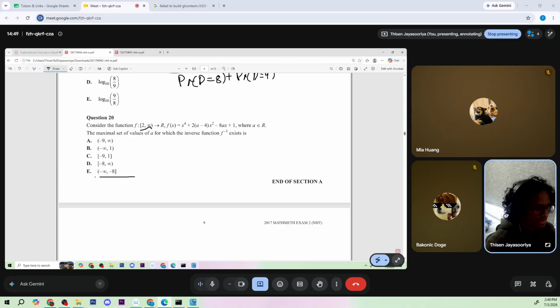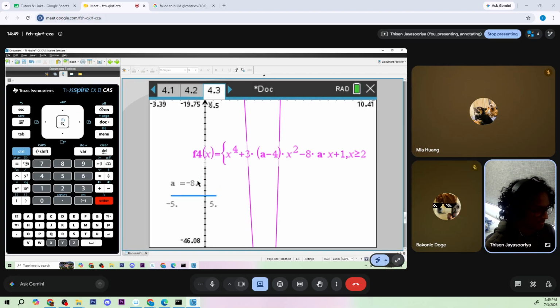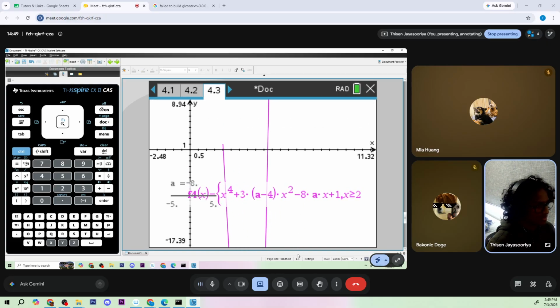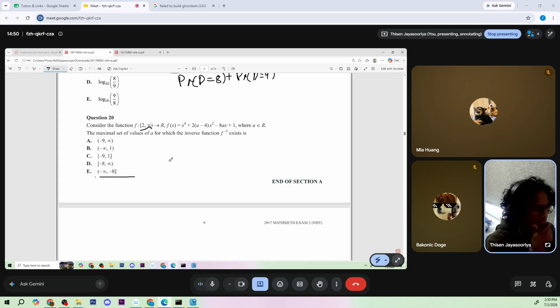So let's go less than -8 and see if that yields us any useful results. So less than -8. -8 doesn't quite work, right? What about -9? Okay, this question has also stumped me. So the maximum set of values of a for which the inverse function exists. We want the function to be 1-to-1.